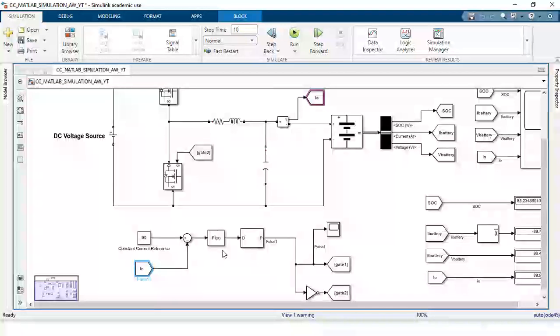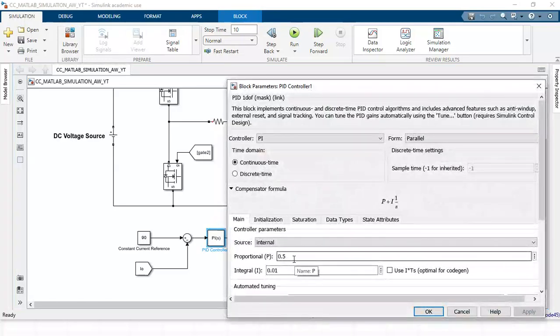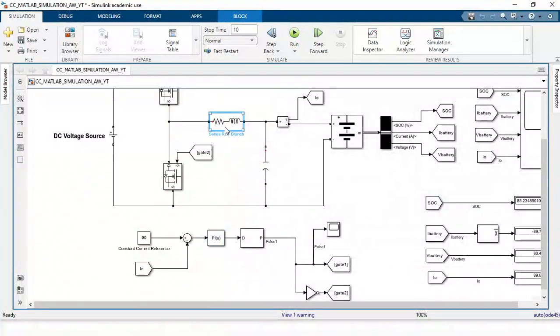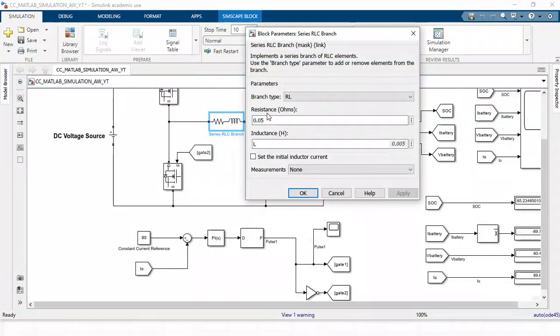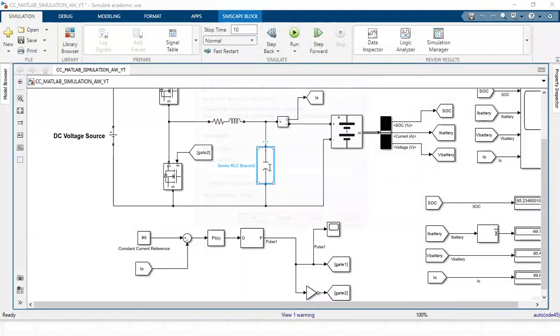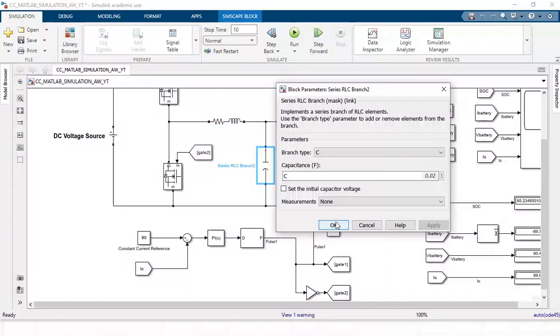Okay, and then my PI controller, what value of the PI controller I have taken, you just see it once. So I have taken the same 0.5 value and 0.01 value. You can use a higher Kp value and a lower Ki value. Okay, so that is the theory I have told you. Now the same thing, L value, C value is coming from the script file, and just a small parasitic resistance I have added of 0.05 ohm. Then my capacitance of 0.02 farad.